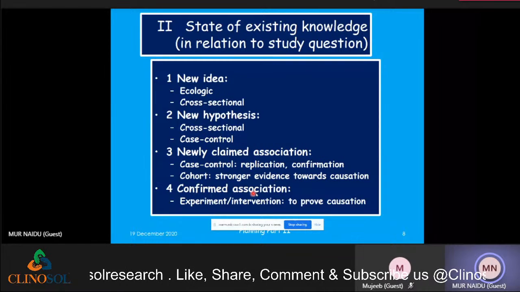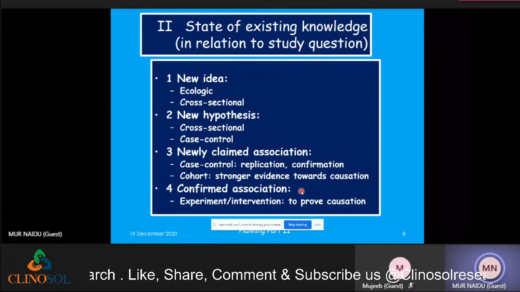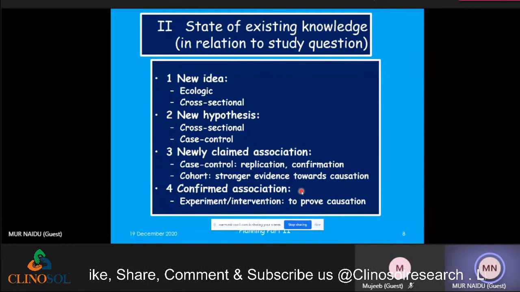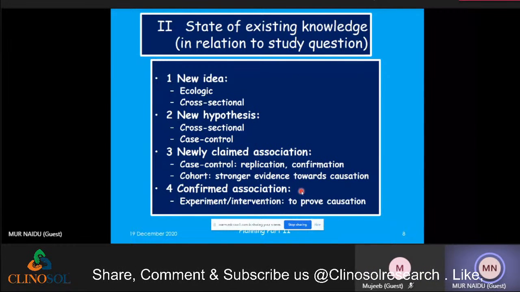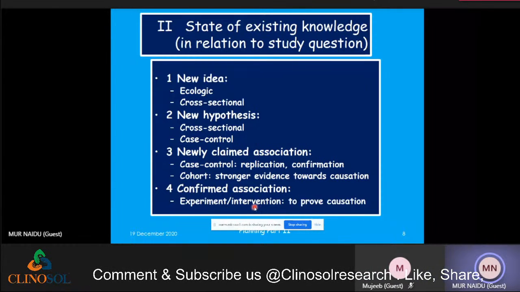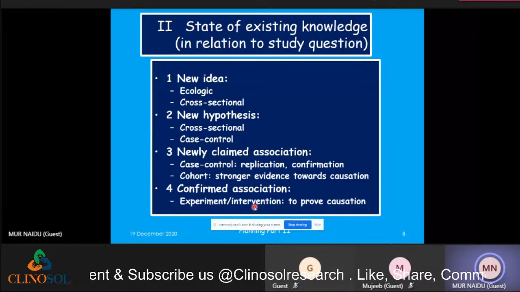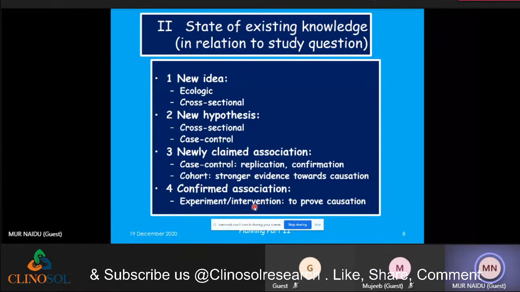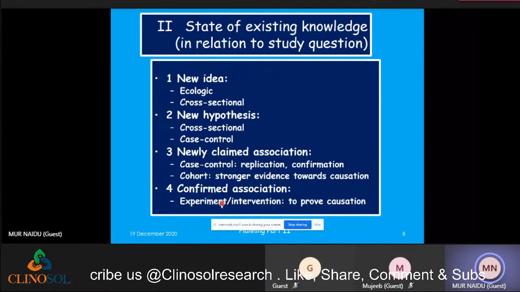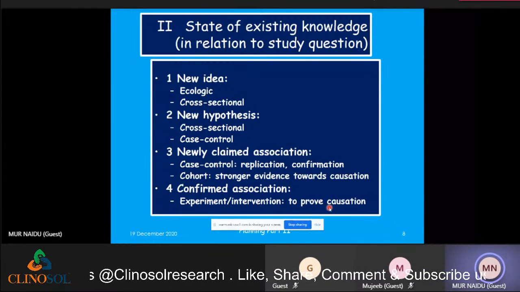Then last, the confirmational association. Already that particular type of information, like in vitro, in vivo data, is available where a particular drug has already been shown to have an effect. You have to do an experiment or intervention. What we are now talking about is clinical trial or clinical research. I know that a particular drug is very, very useful in the treatment of COVID. I do the intervention and I do the confirmation of my association in the form of a clinical trial to prove the causation.